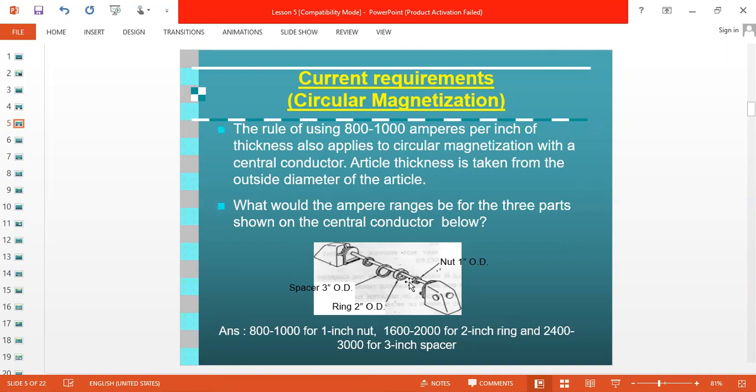The current calculation for the central conductor depends upon the diameter of the ring, not the diameter of the conductor, because here we are magnetizing the job, not the conductor. So the current calculation is the same as headshot; nothing has changed. Again the formula is 800 to 1000, the general formula of 1000 ampere per inch. But when we talk about ASME Section 5, the formula is 300 to 800.